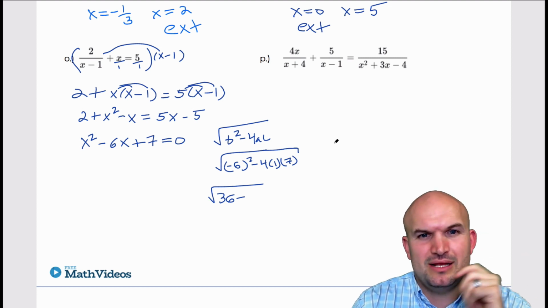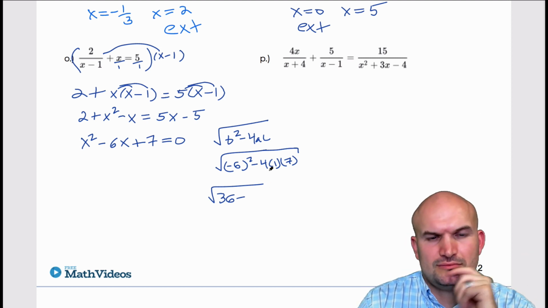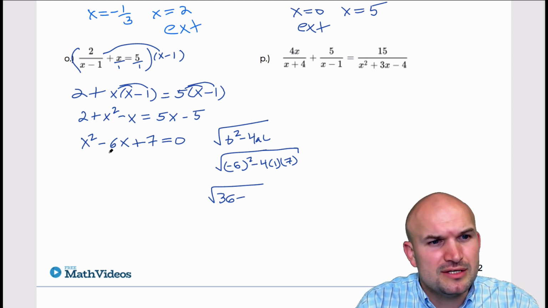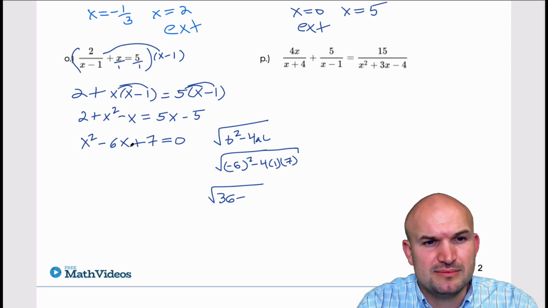I wonder if I made a mistake on that other one. I'll have to go back and check, because I don't remember doing the quadratic formula for 2 of them. So b squared, that's going to be 36 minus 4 times a times c, which is 28.